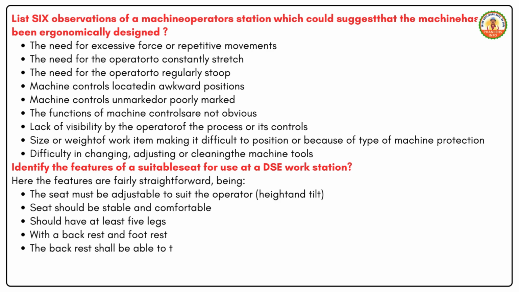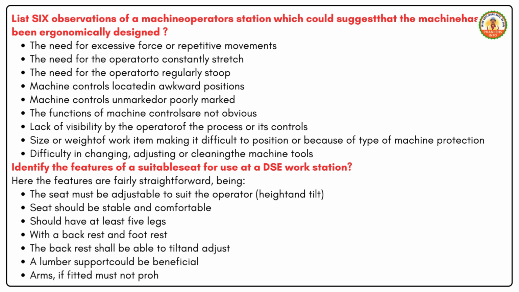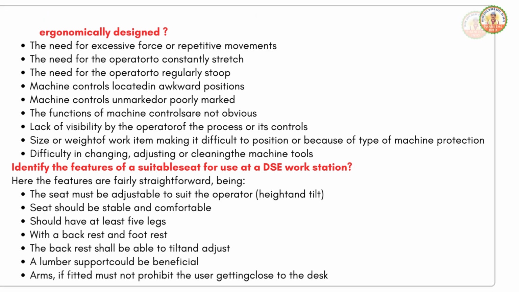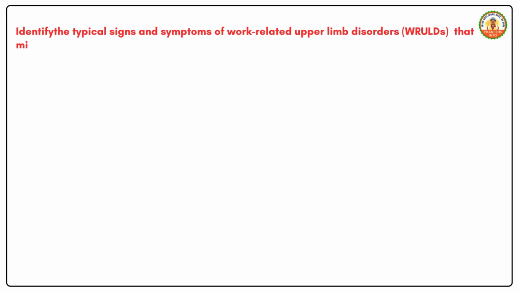The backrest shall be able to tilt and adjust. A lumbar support could be beneficial. Arms, if fitted, must not prohibit the user getting close to the desk. Identify the typical signs and symptoms of work-related upper limb disorders, WRULDs, that might be experienced by affected individuals.